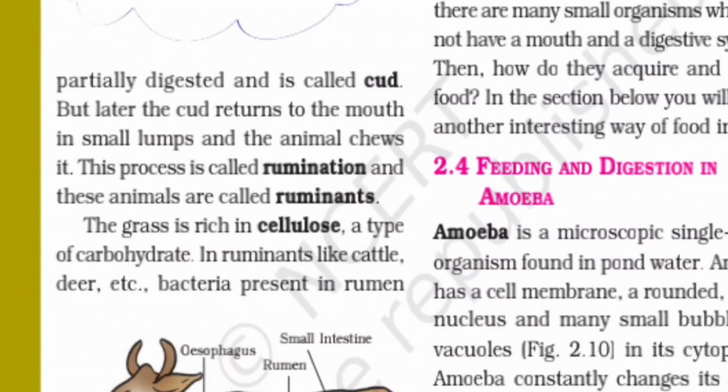The partially digested food is called cud. But later the cud returns to the mouth in small lumps and the animal chews it. This process is called rumination, and these animals are called ruminants.